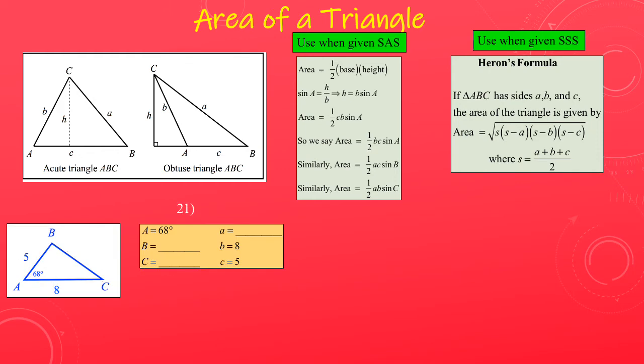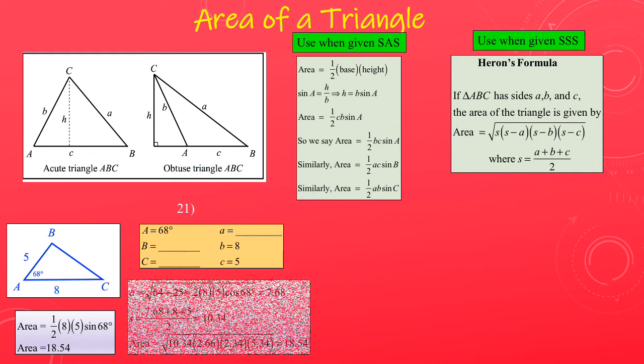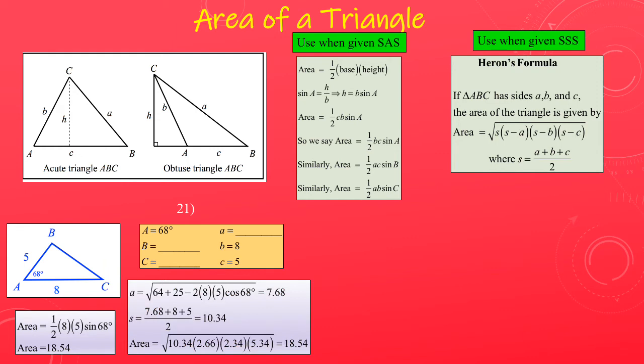In number 21, we're given that angle A equals 68 degrees, little b equals 8, and little c is equal to 5. We draw the picture, although it is not necessary. Since this is side angle side, we can say that the area is equal to 1/2 times 8 times 5 times the sine of 68 degrees, and we get 18.54. Notice that I write out the word area and do not use A so that we do not confuse it with angle A. To check, let's use Heron's formula.